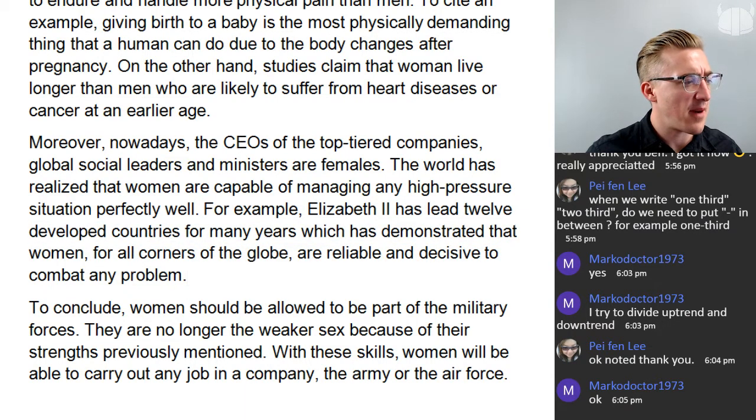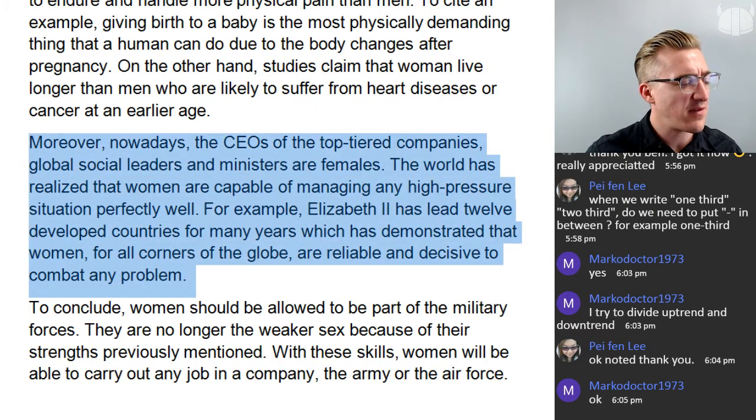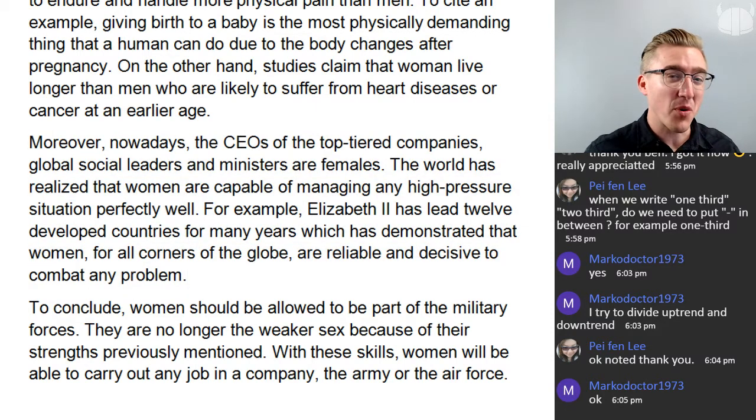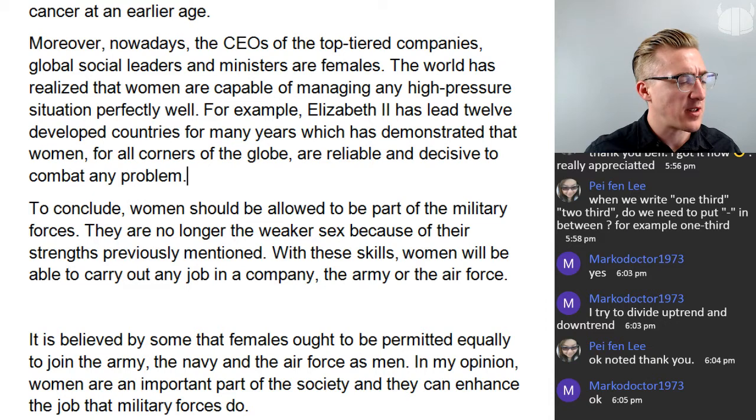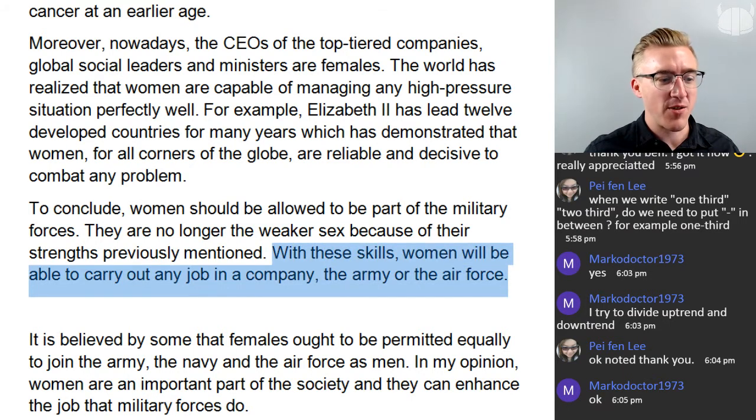Okay. Yeah, not bad. Again, I feel like the ideas are just a little bit simple, and that's leading you to well-constructed paragraphs for the most part, except for these 2 sentences being switched, but overall a little bit of a lack of complexity. Women should be allowed to be part of the military forces. They are no longer the weaker sex because of their strengths previously mentioned. With these skills, women will be able to carry out any job in a company, armed forces, Army, or the Air Force. Yeah, good. And notice the use of will, which makes this sentence sound final, which is really great.